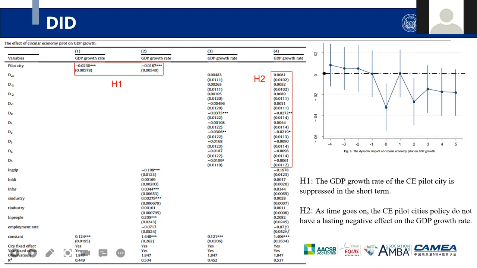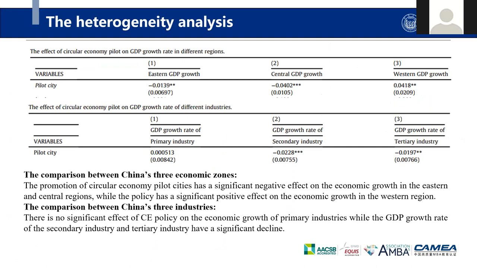In addition, we also conducted two heterogeneity analyses. Through the comparison between China's three economic zones, we can know that CE policies have a significant negative effect on the economic growth in the eastern and central regions, while having a positive effect on the economic growth in the western region.